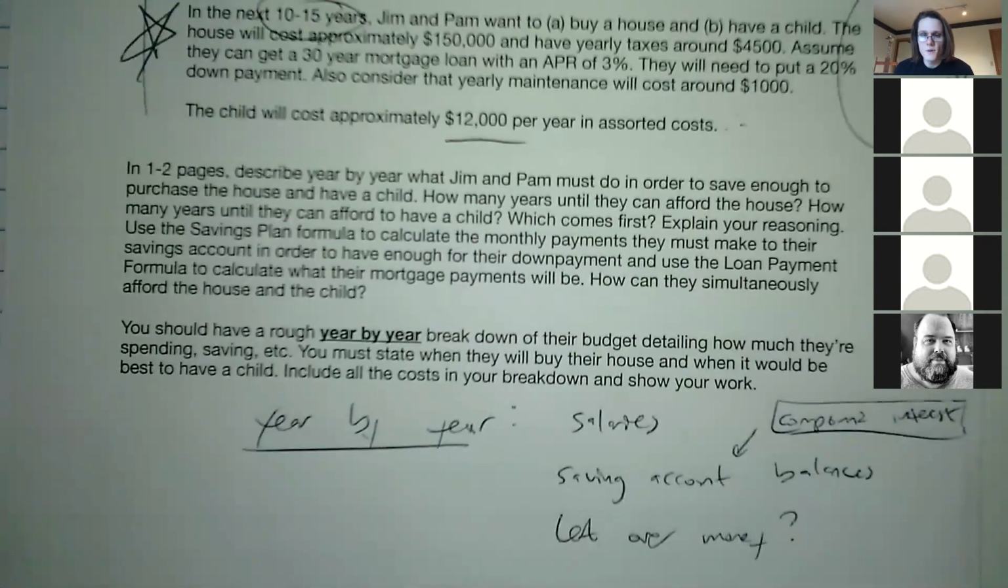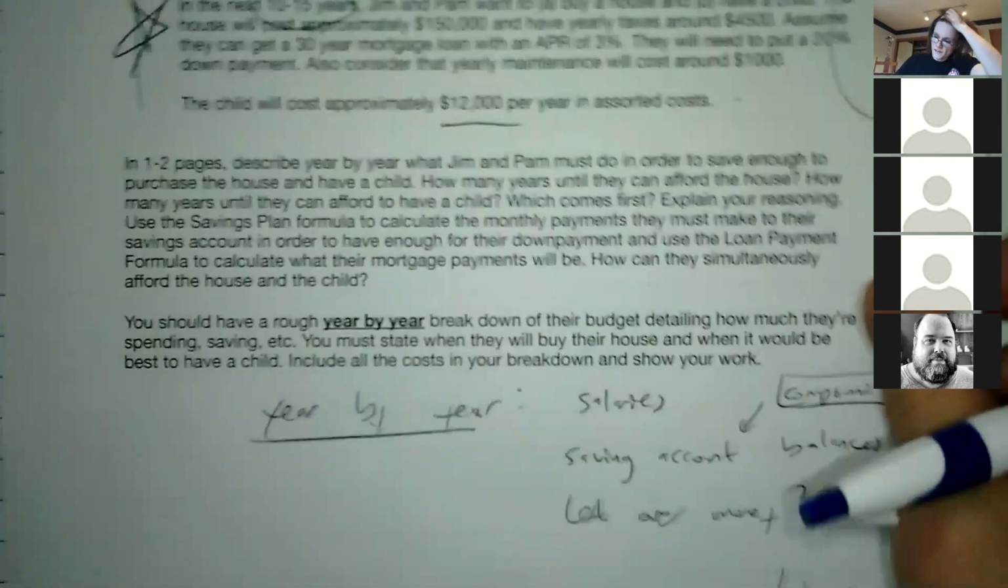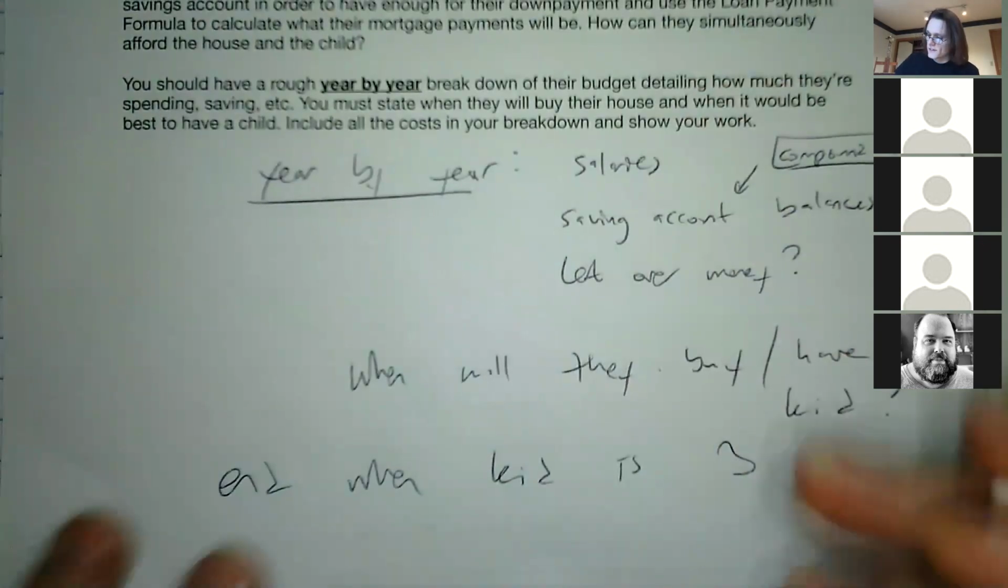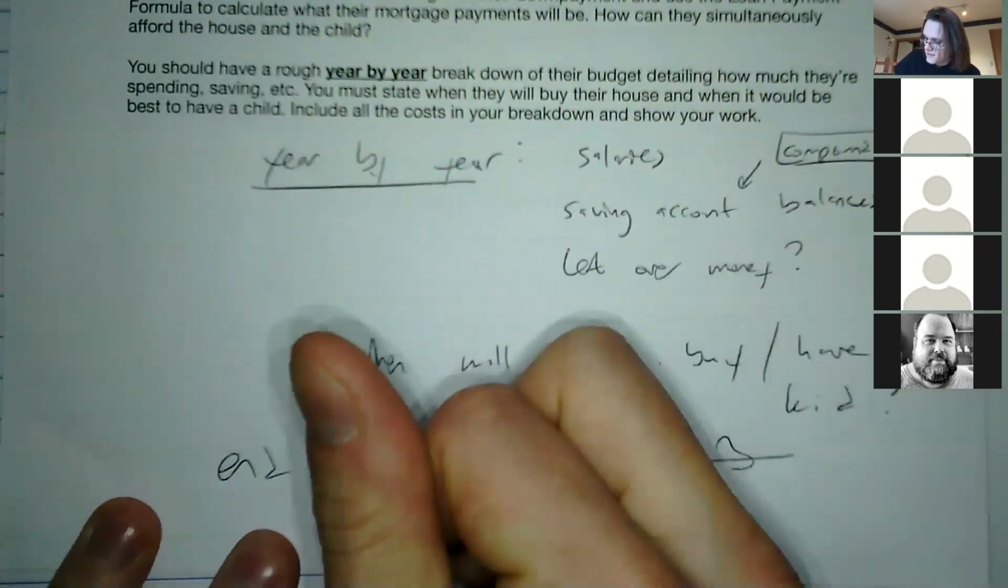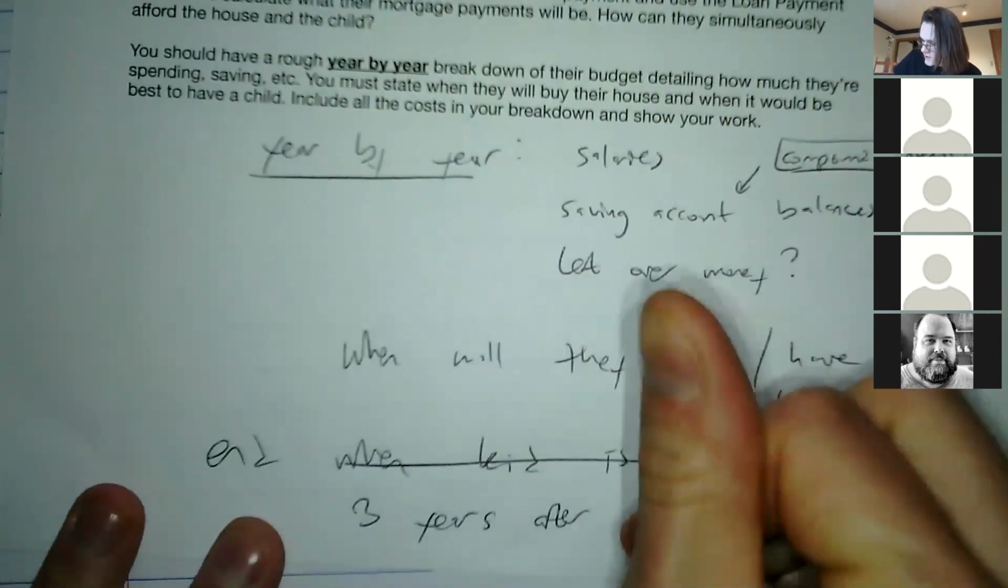All right, any questions? Yeah. It's kind of open-ended. Okay, so you said end when the child is 3. What if you have a child and then buy a house? Or just 3 years after you do both? Yeah, do it 3 years after you do both. That's a good note, 3 years after both.